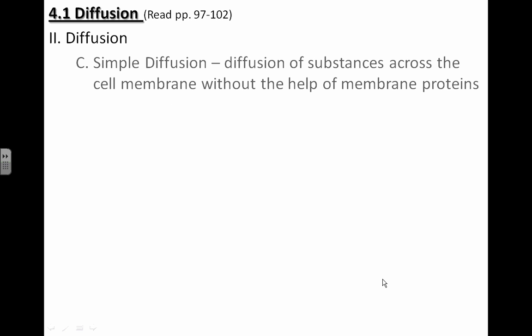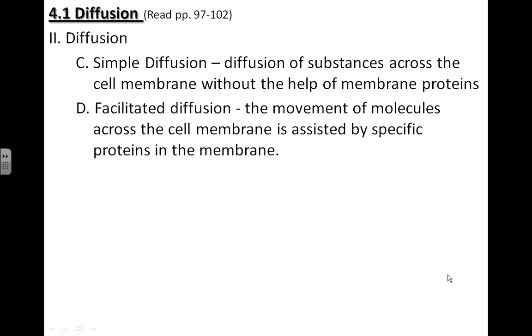Moving forward, we can talk about the different kinds of diffusion. Simple diffusion is like what you just saw in that demonstration. It is the diffusion of substances across the cell membrane without the help of membrane proteins. However, some molecules cannot readily pass through the phospholipid bilayer of the cell membrane. So in this case, they need a little bit of help.